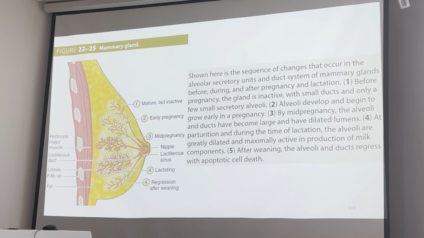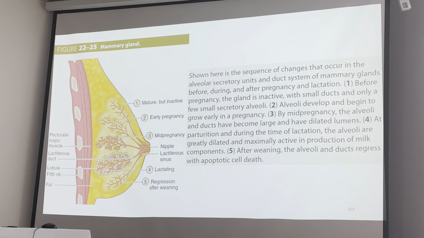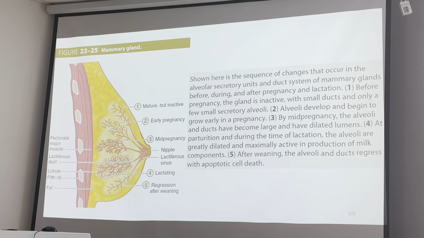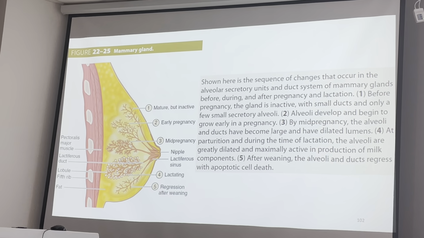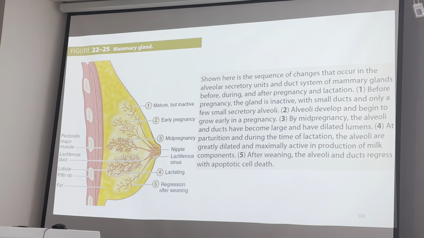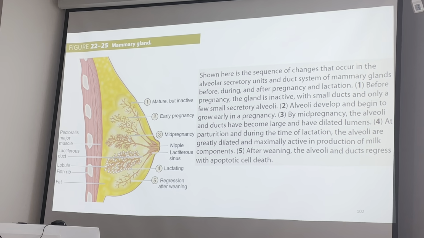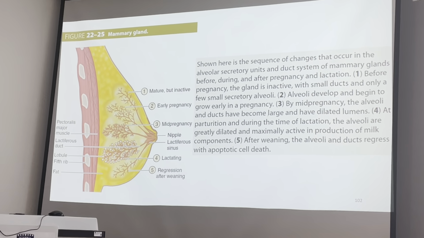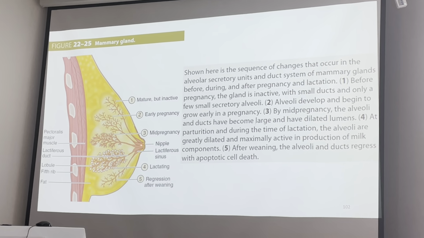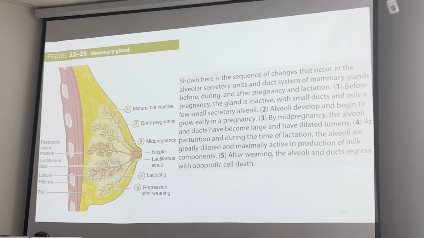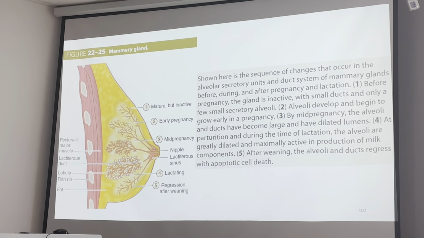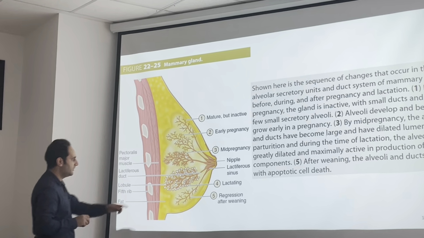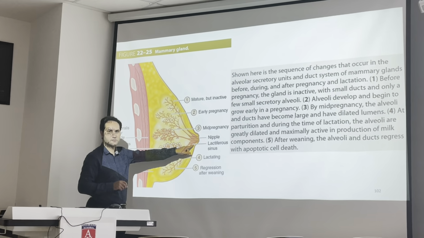After birth, during maturation, under the estrogen production in the females, and also progesterone and prolactin, the glands start to grow in the females. And firstly, they form, here is our lactiferous sinuses. The lactiferous sinuses are covered with stratified squamous epithelium, or stratified cuboidal epithelium, the epithelium of lactiferous sinuses. And here is the nipple.